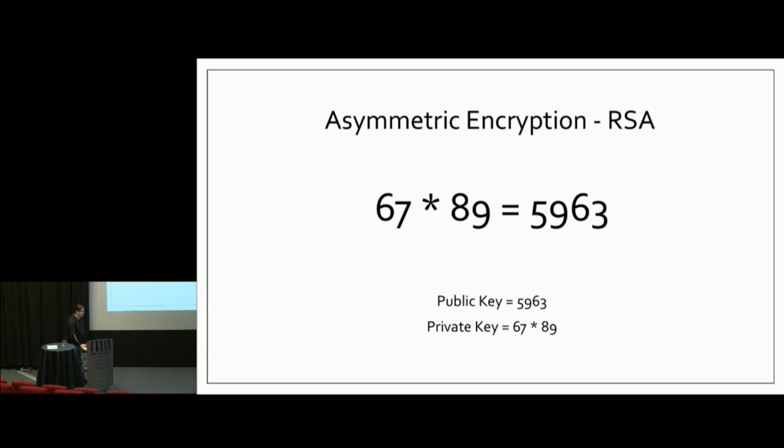So if we think about this in terms of keys, our public key is the resulting number, 5963, and our private key is 67 times 89, or the two numbers 67 and 89. Now there's more that goes into the keys than that, but the basic premise is around these prime numbers.